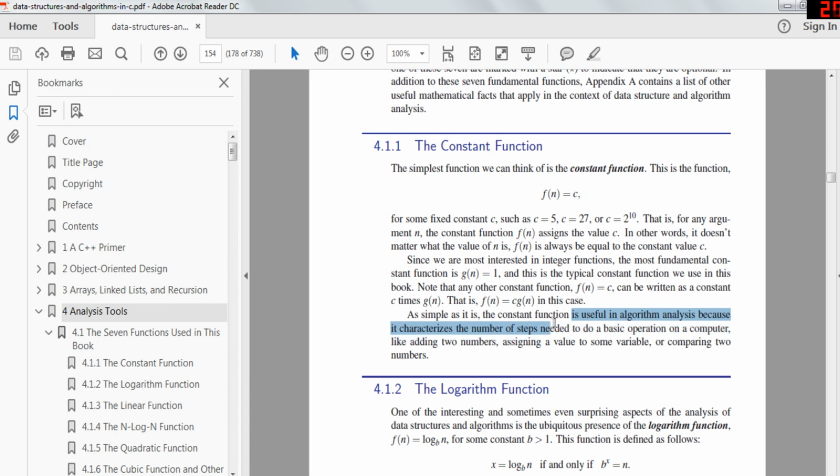The constant function is useful in algorithms because it characterizes the number of steps needed to do basic operations on computers, like adding two numbers, assigning a value to some number, or comparing two numbers.